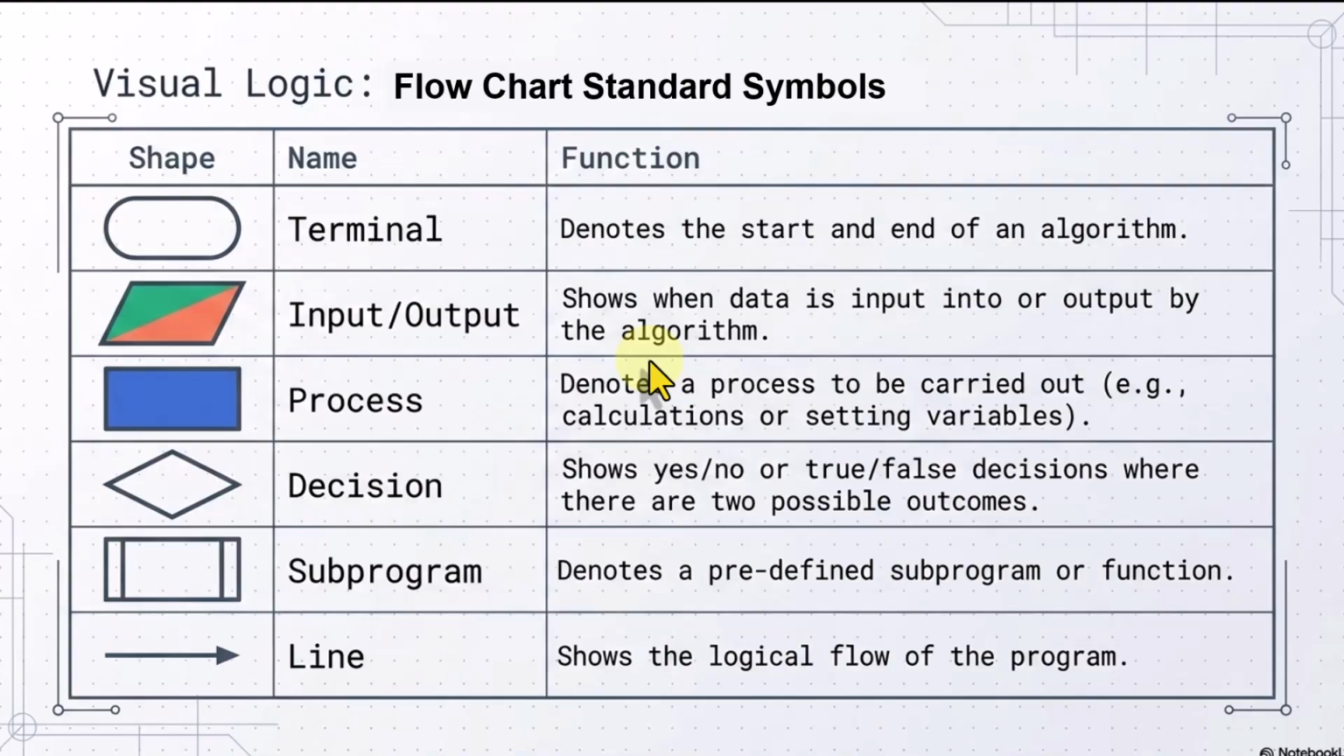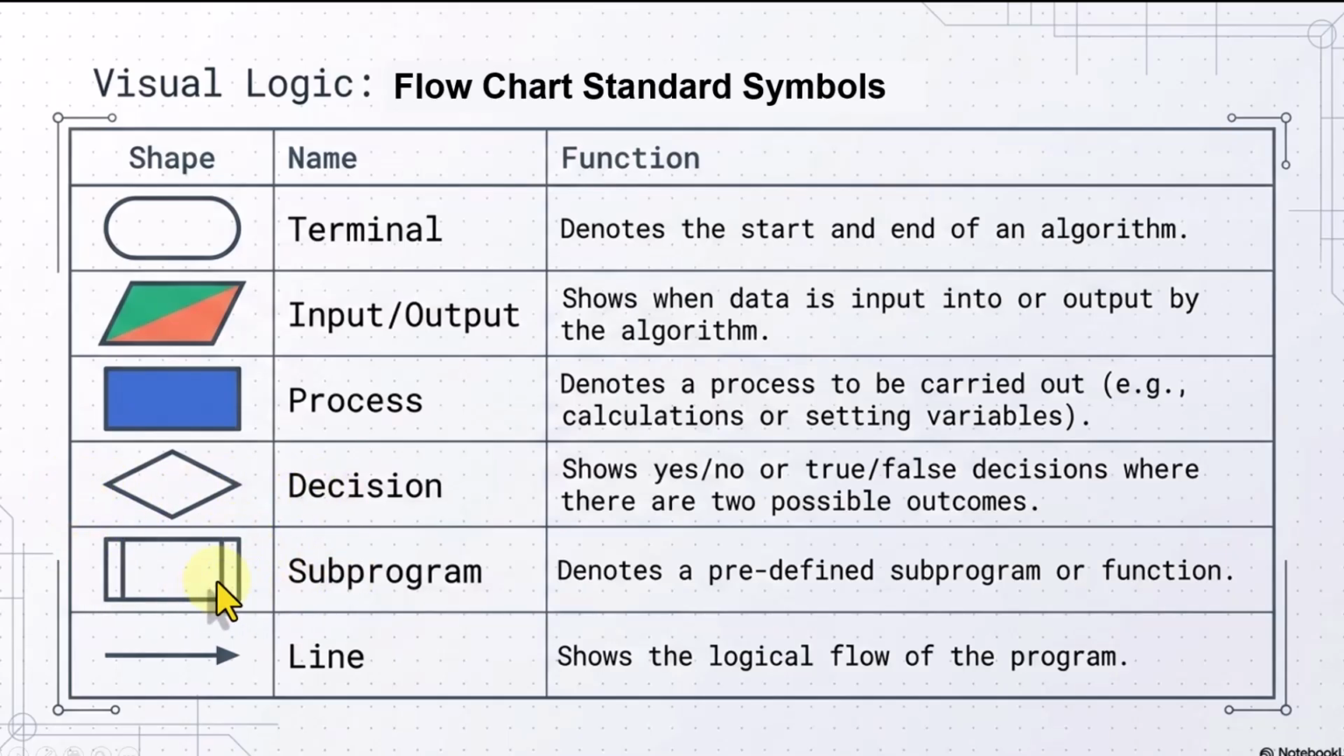Then visual logic, or flowchart standard symbols. We use ovals for terminals, meaning start and end. We use parallelograms for input and output. We use rectangles for process, what things the computer needs to do. We use diamonds for decisions, showing yes or no, true or false. Inside it you write your condition and the two outputs: if the condition is true or if the condition is false.